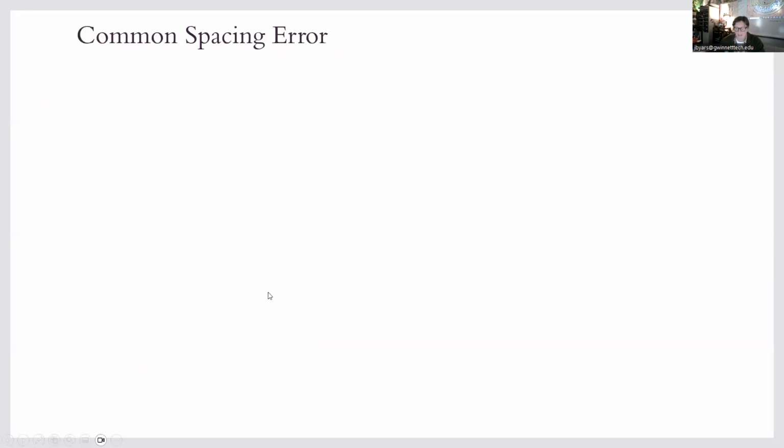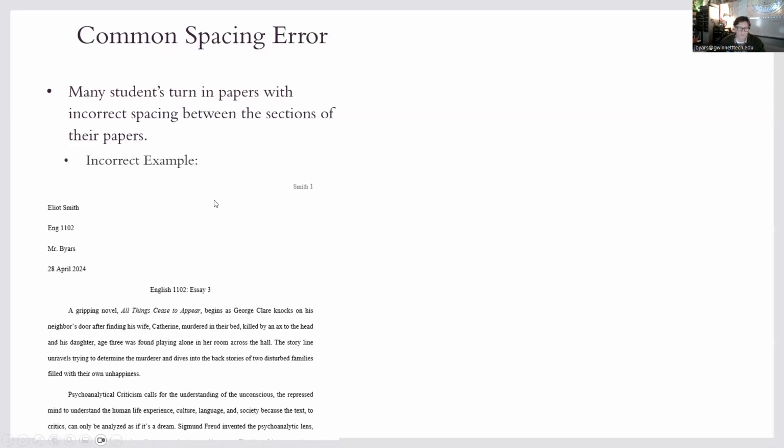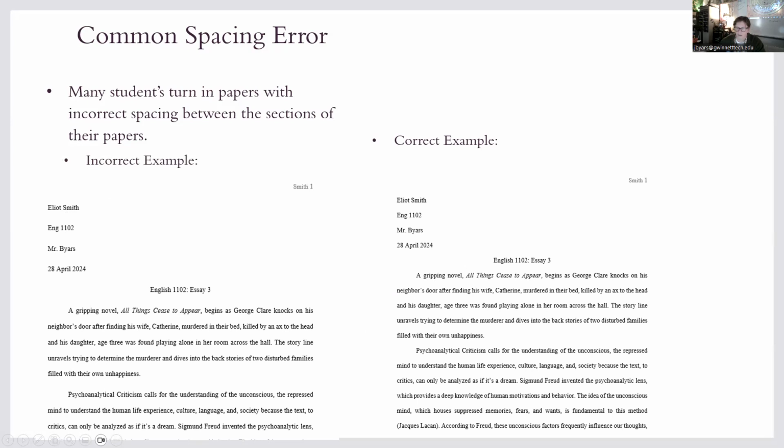Okay. A common spacing error, which I'm going to demonstrate for you, is that many students turn in papers with incorrect spacing between the sections of their papers. So for example, someone might turn a paper like this, and you see how there's all this additional space here as compared to this one right here. Notice this space here is larger than the space here. And in between these paragraphs right here, this space is larger than the space right here. So this is incorrect, while this is correct.